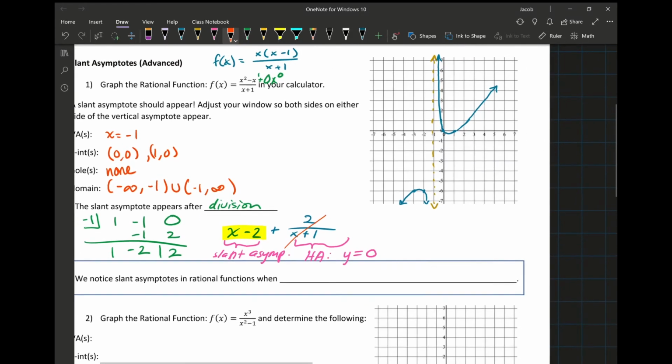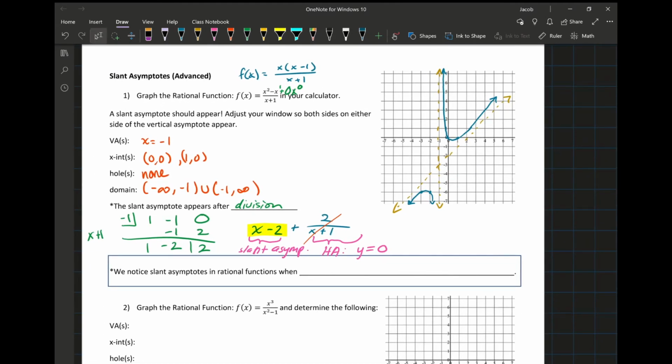So if we sketch this on our graph, I'll go to -2 and pass through that with a slope of 1, and I'm getting this line. There we go. So we just graphed the slant asymptote on this function.